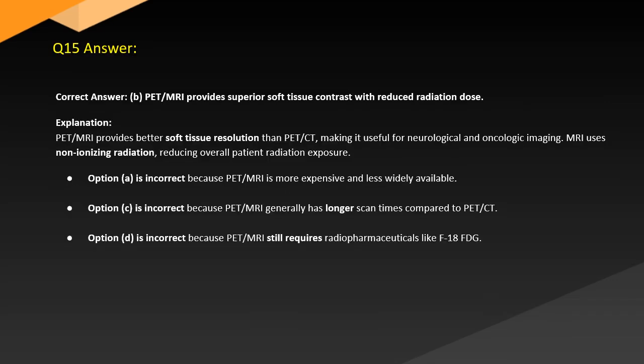Answer. Correct answer B. PET-MRI provides superior soft tissue contrast with reduced radiation dose. Explanation: PET-MRI provides better soft tissue resolution than PET, making it useful for neurological and oncologic imaging. MRI uses non-ionizing radiation, reducing overall patient radiation exposure. Option A is incorrect because PET-MRI is more expensive and less widely available. Option C is incorrect because PET-MRI generally has longer scan times compared to PET. Option D is incorrect because PET-MRI still requires radiopharmaceuticals like F18-FDG.